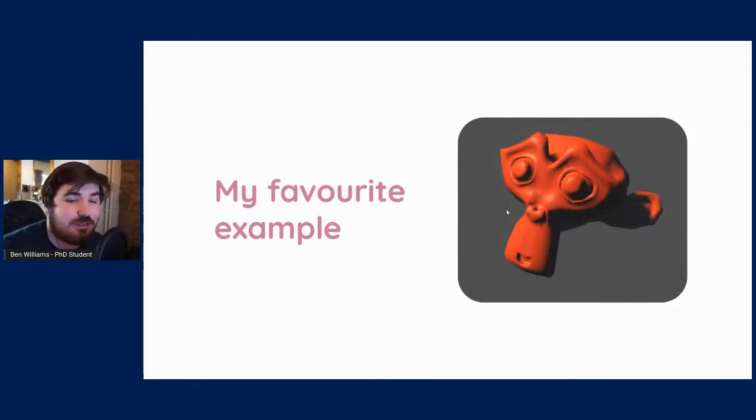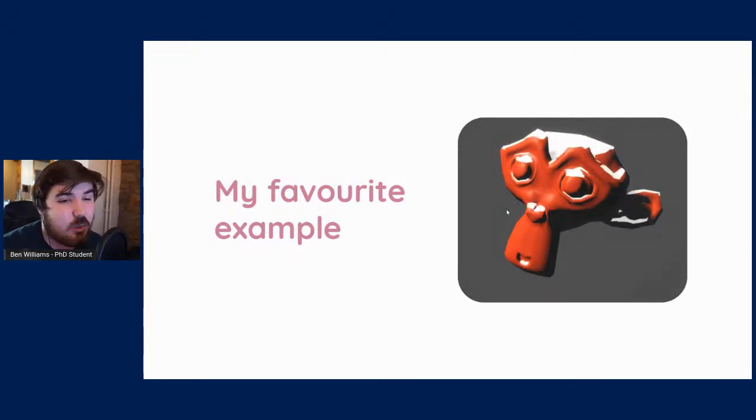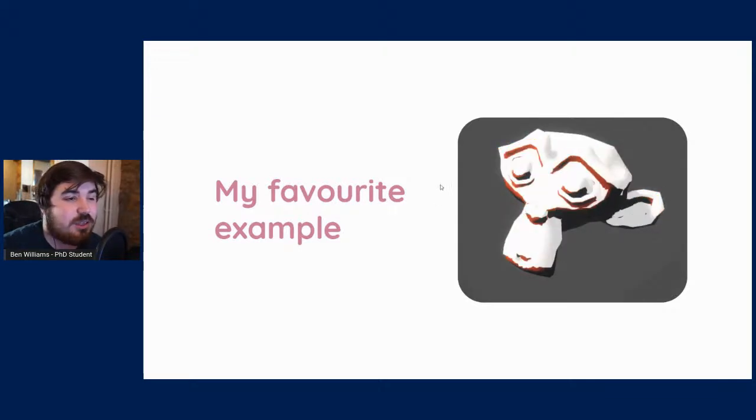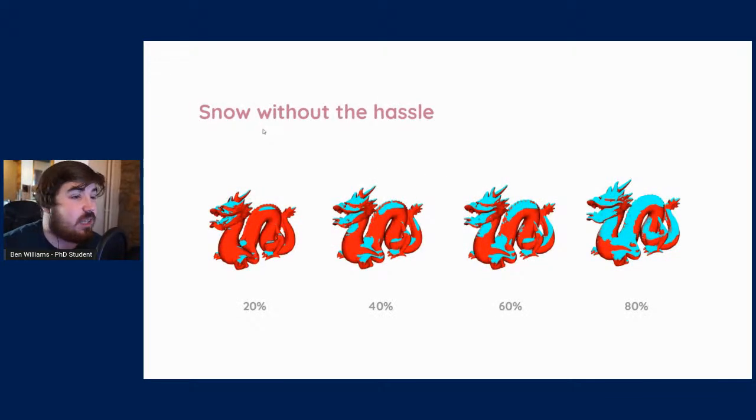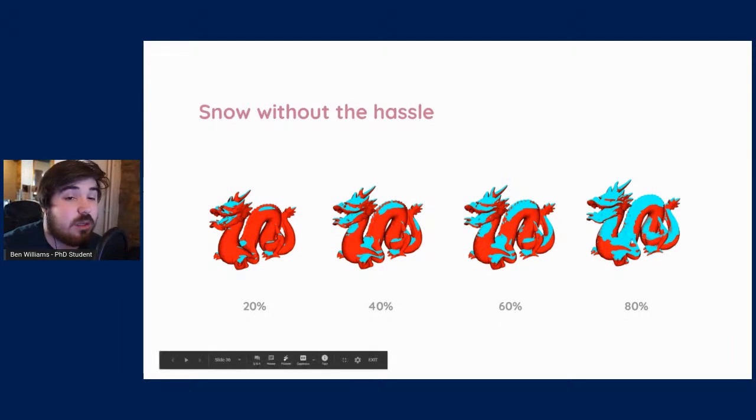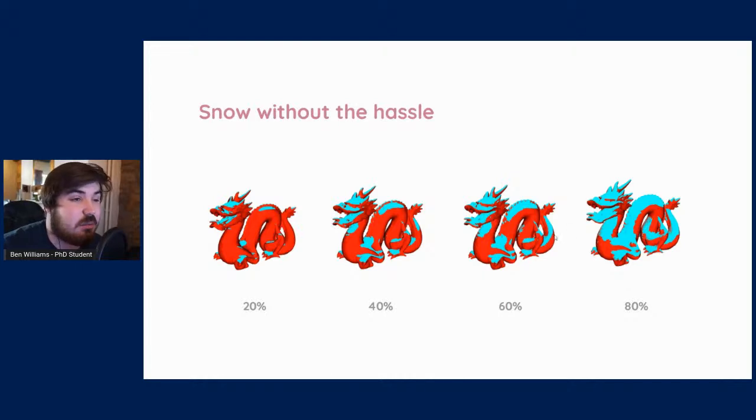And you can imagine doing this for an entire scene. You can coat the whole world with snow just by changing a few numbers, and that's really interesting. So that's just snow without the hassle. So here we have a demonstration of this shader. It's just 20% snow. We have 40% snow, 60% snow, 80% snow, and as you can see, more snow gets added as that number gets higher. So it's a really interesting shader example.